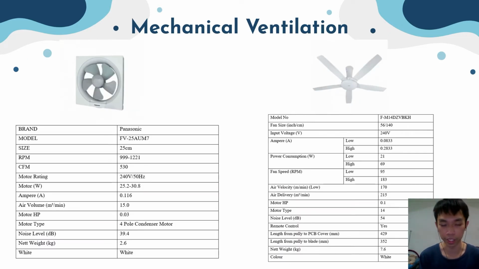And these are the specifications for the exhaust fan and the ceiling fan. As you can see, for the exhaust fan, the motor rating is 240 volts and the motor power is 25.2 watts to 30.8 watts. For the ceiling fan, the input voltage used is 240 volts and the power consumption is 21 watts at low speed and 69 watts at high speed.